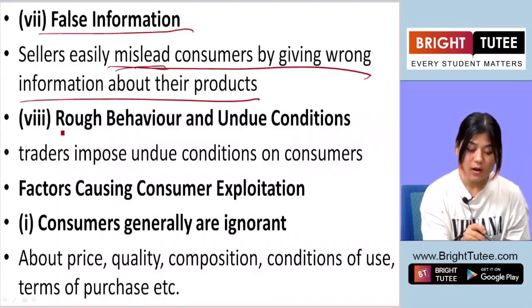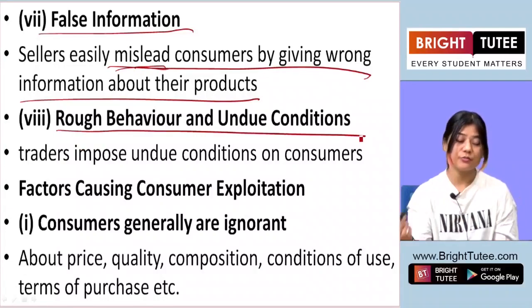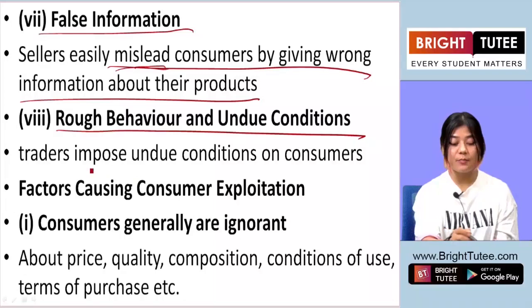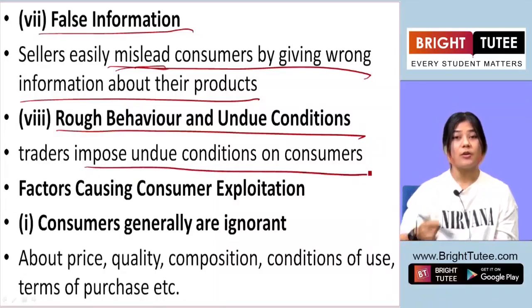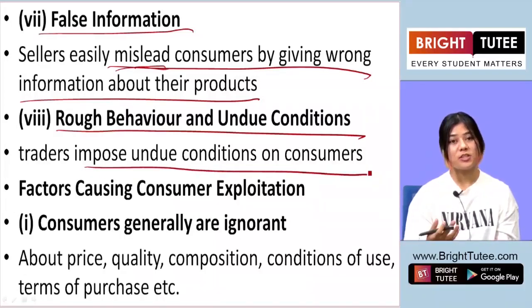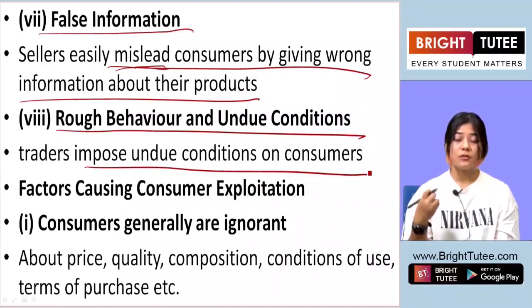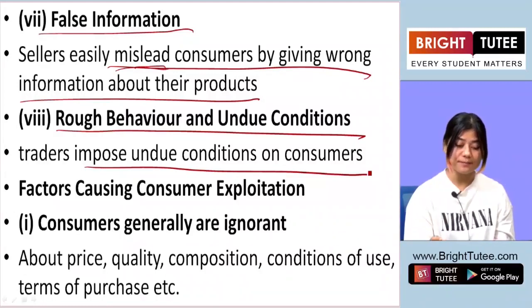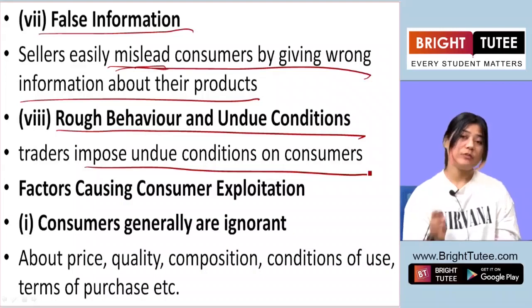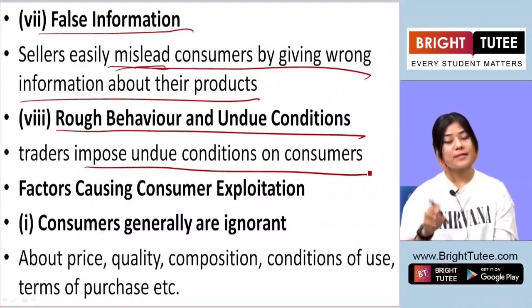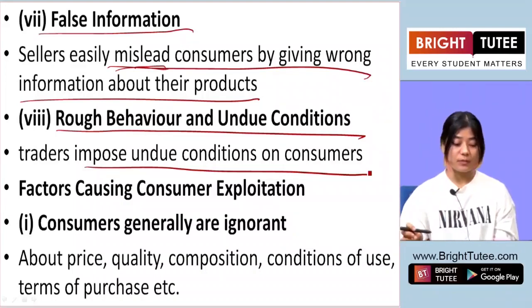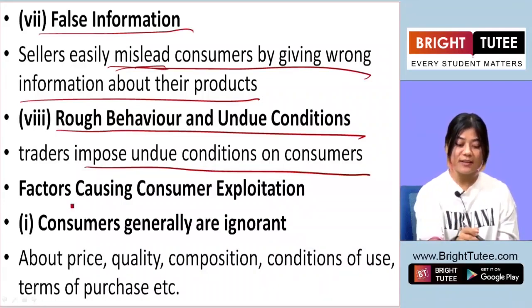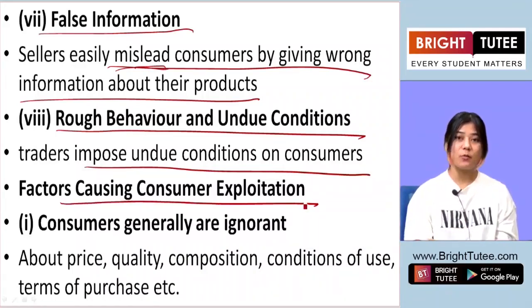The next one, rough behavior and undue conditions. Now, many times traders impose undue conditions on consumers while they purchase or while they avail goods and services. Alright? Now, these were the forms of exploitation on consumers. Now, we'll look at factors causing consumer exploitation.